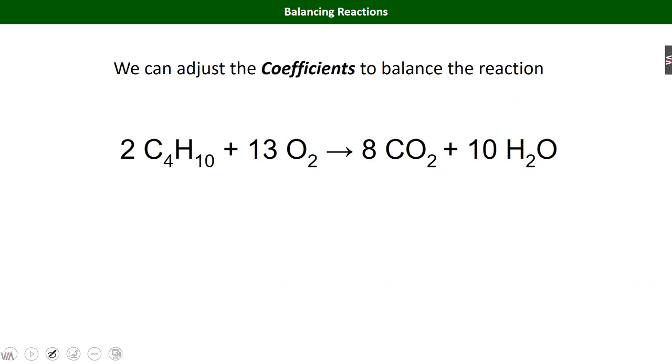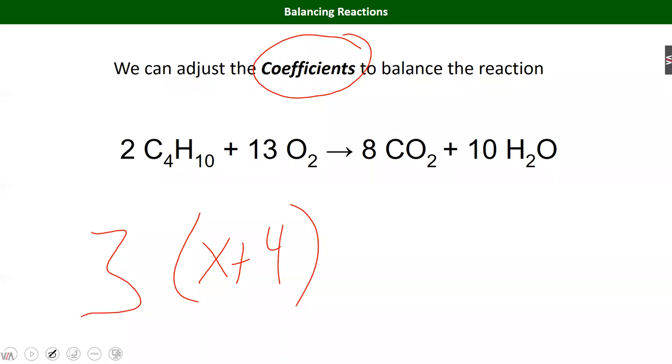So by adding those numbers in the front, we're not changing what the atoms are, just how many of everything we have. And those are called coefficients. It's a little bit like algebra, when you have something inside parentheses. If you had x plus 4 and you had 3 in front of it, you could distribute that 3, right? That works the same way with the subscripts. If you have 2 as your coefficient, that means you've got 2 times 4 carbons and 2 times 10 hydrogens. It's really similar to doing algebra in a lot of ways.